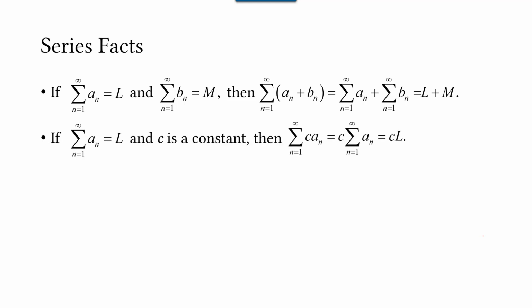Secondly, if you have a convergent series and you multiply all the terms by some constant, then you can factor that constant out in front of the series, just like you could for a finite sum, and the value would end up being that constant times the original value.